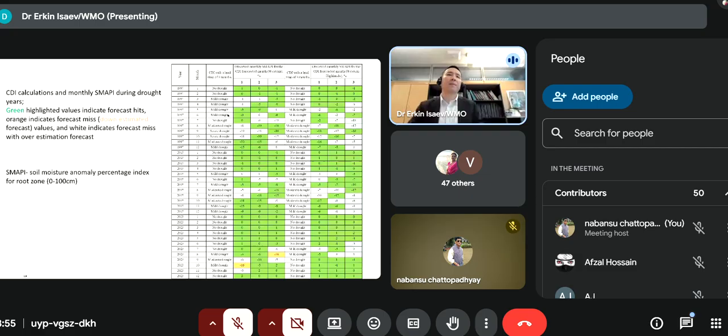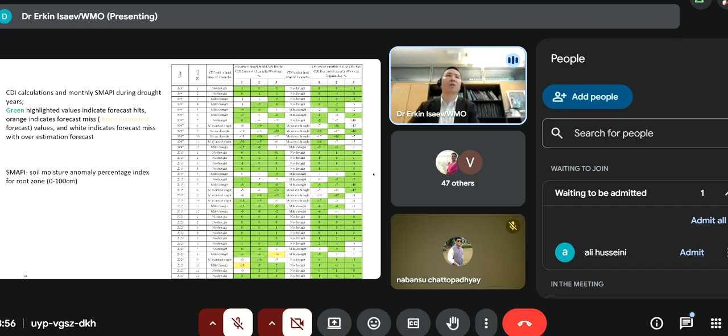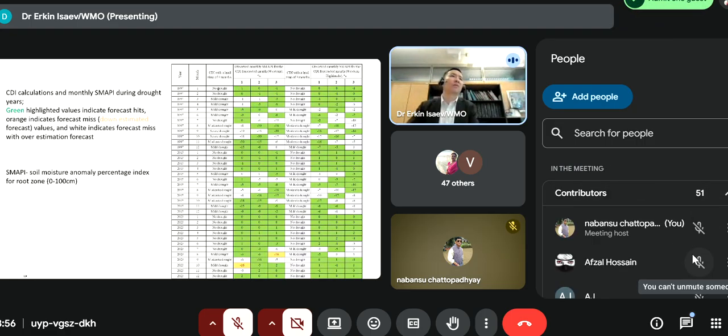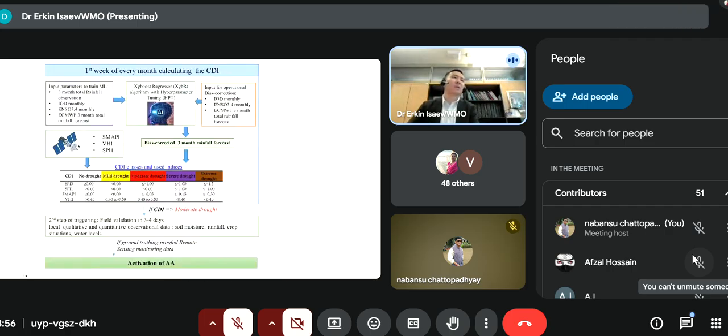So it means we can see green is matched 100%. White is, I think, underestimated forecast. Yellow is overestimated. We can see its performance so far is good, calculated from 1997 to 2023. But here we put only where we had drought episodes observed against soil moisture and 3 months rainfall forecast, 3 months CDI forecast. And here is the basic algorithm summarizing this methodology.